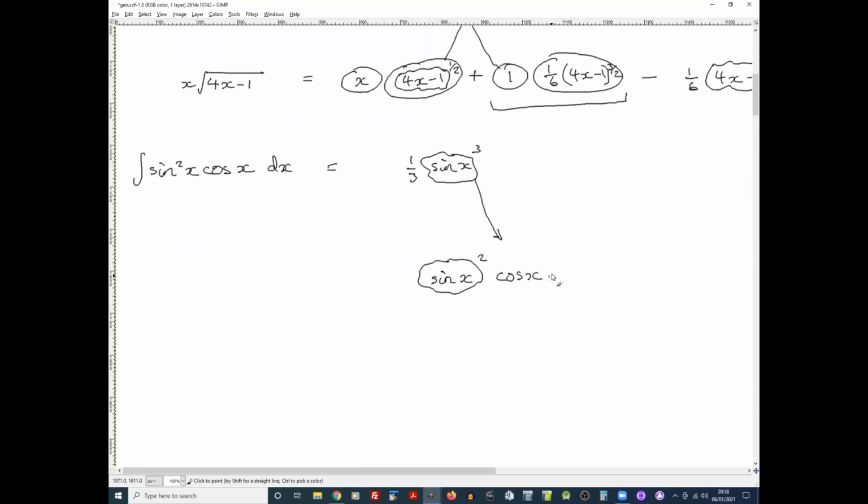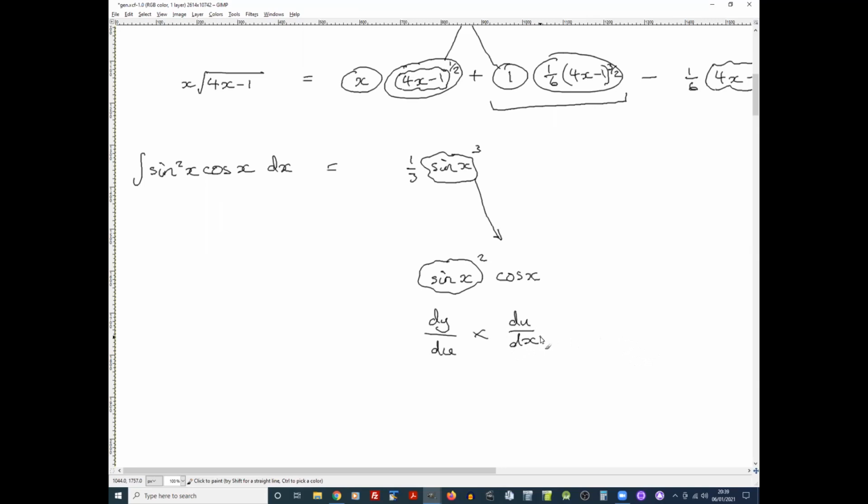And then cos x. So what we need to do, and does that work? Well, let's test by differentiating. If you had a third sine cubed x, well, you would get sine x squared like that. And then I'm pretty sure you would get cos x. This part of it is dy du, and that's du dx.